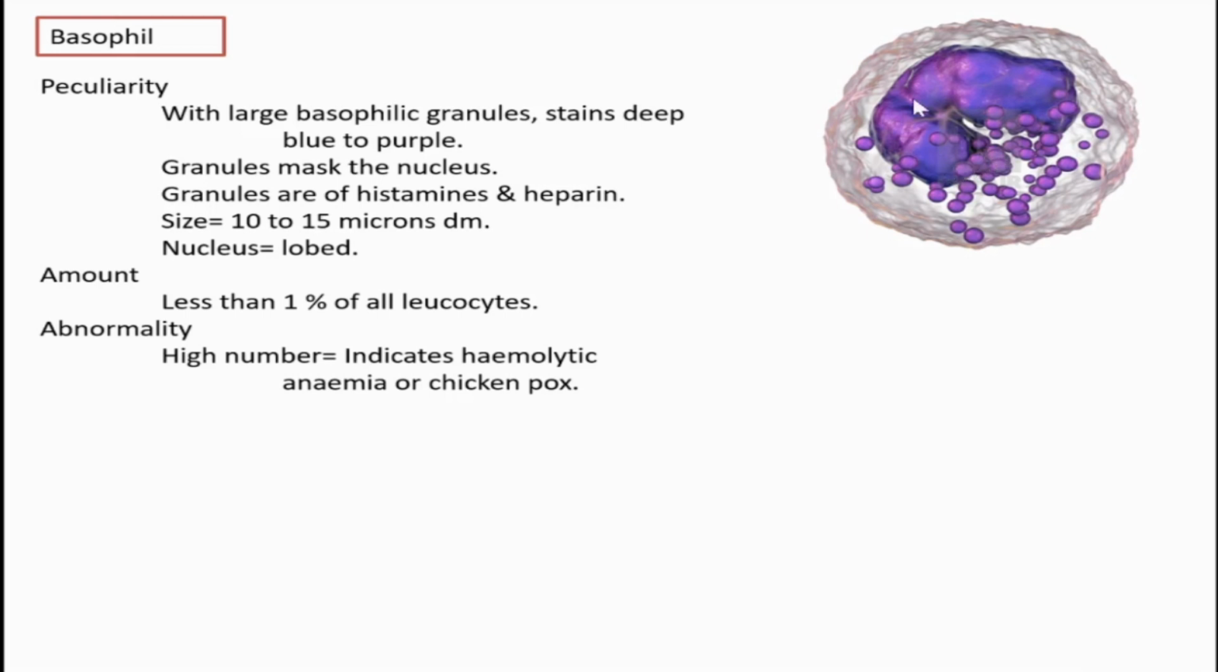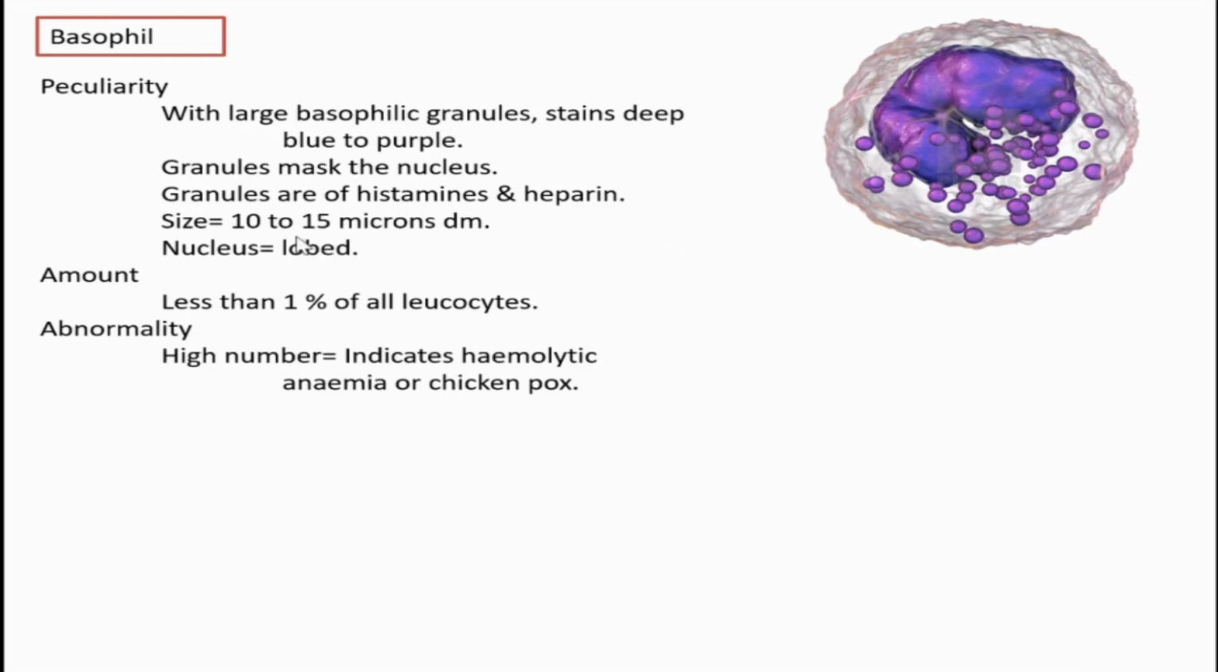So they can mask the nucleus, and we couldn't clearly observe the shape of the nucleus, even if the nucleus shape is horseshoe shaped, or some way we can say it as lobed. But on viewing through the normal light microscope, we cannot understand the shape of the nucleus because of this abundance of big granules inside the basophil.